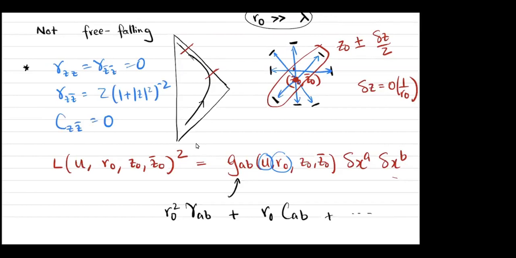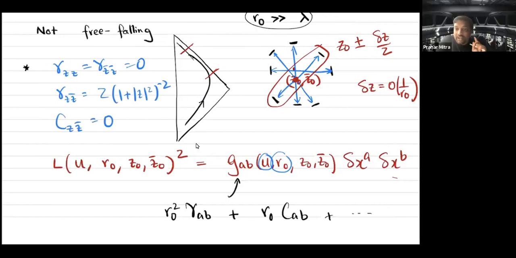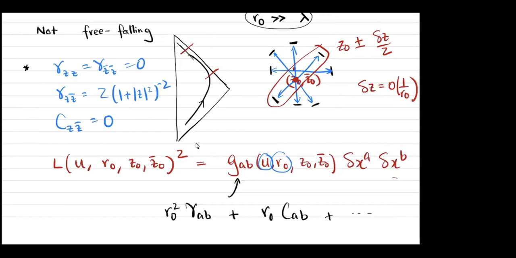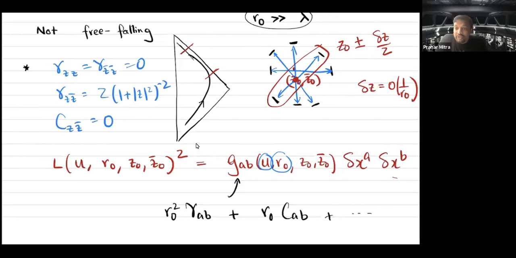So CAB are the waveforms. Actually, it is the derivative of CAB that matters, because I'm just going to mention that CAB itself cannot be measured, but differences can be measured. So the derivative of CAB, which is what we call the news tensor, is actually a measurable quantity.